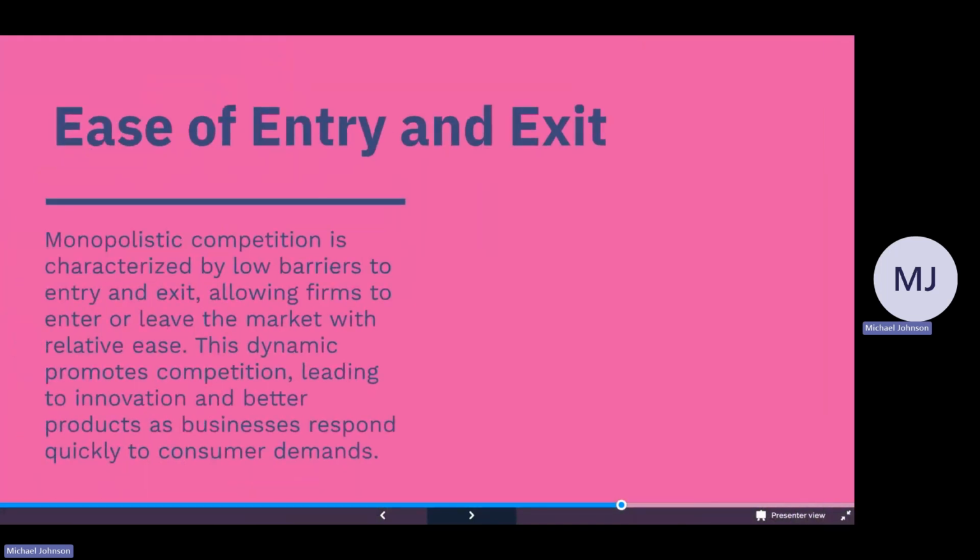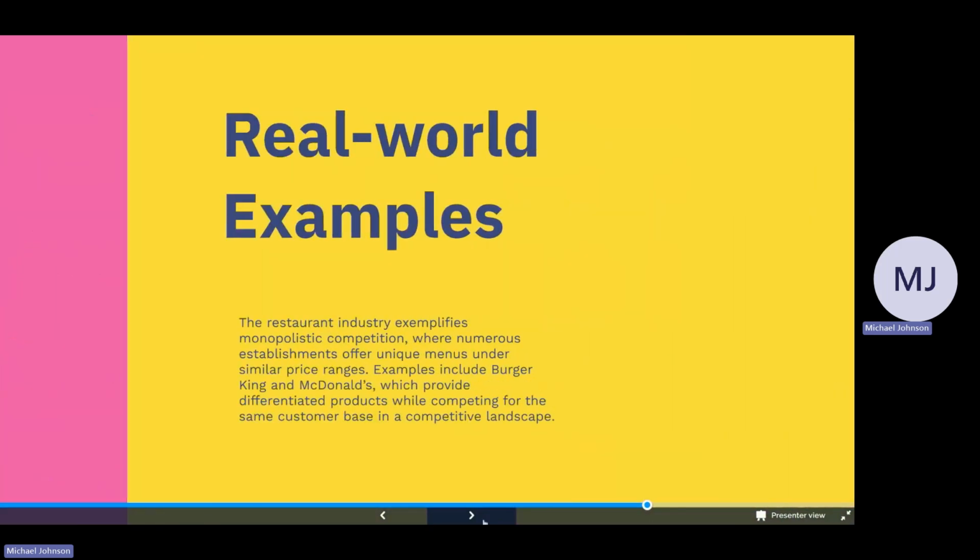Ease of entry and exit. Monopolistic competition is characterized by low barriers to entry and exit, allowing firms to enter or leave the market with relative ease. This dynamic promotes competition, leading to innovation and better products as businesses respond quickly to consumer demands.